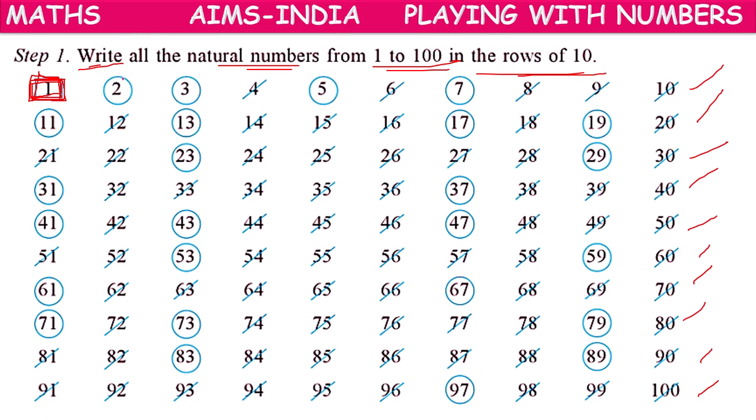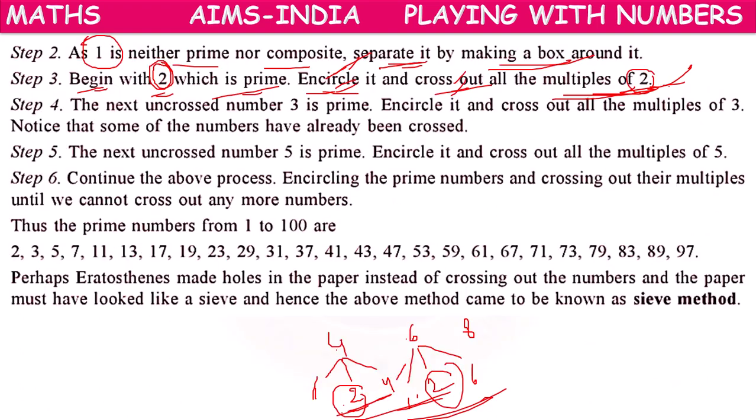So he encircled 2, a prime number. Its multiples: 2 times 2 is 4, 2 times 3 is 6, 2 times 4 is 8, 2 times 5 is 10, with a difference of 2. Here we have to leave one, next one strike off. Leave one, next one strike off. Like that we have to strike off all.